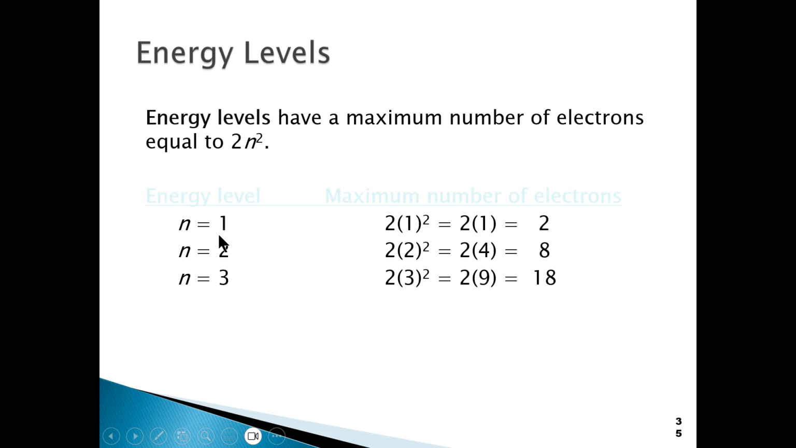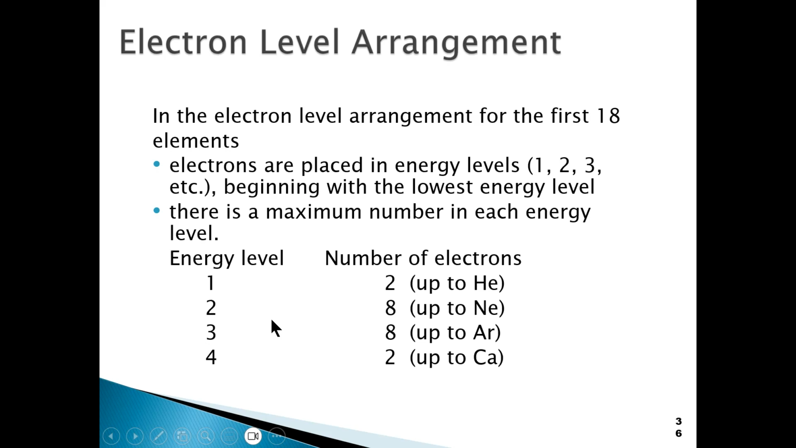So for n equal 1, the maximum number of electrons that can occupy that energy level would be 2 times 1 squared, which is 2. For n equal 2, the maximum number of electrons that can occupy that energy level is 2 times 2 squared, which is 8. And then for n equal 3, the maximum number of electrons that can occupy that energy level is 2 times 3 squared, which is equal to 18. And I'm quite sure you're able to calculate the maximum numbers of electrons that can occupy the higher energy levels based on that formula.